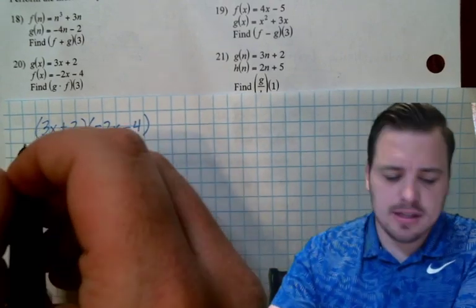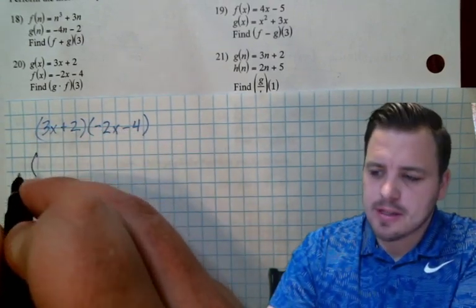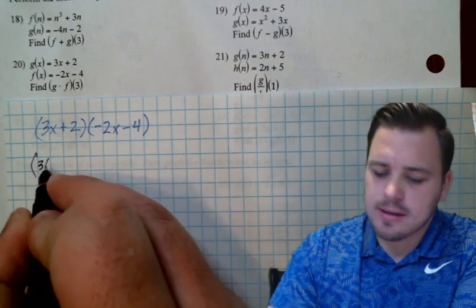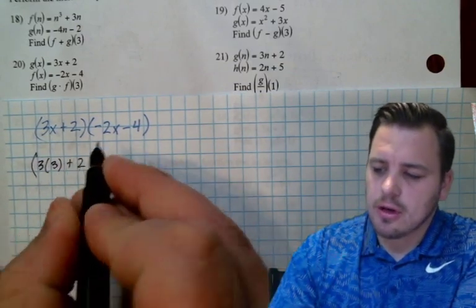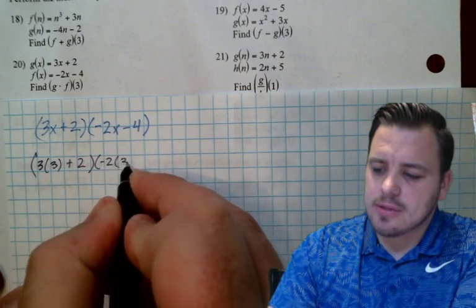Good, Kristen. Kristen says just go ahead and plug it in. So we say 3 times 3. Good, the rest of you. And then negative 2 times 3 minus 4.